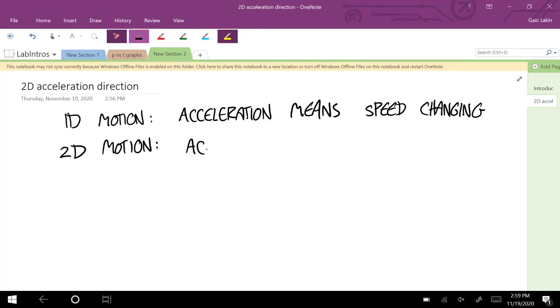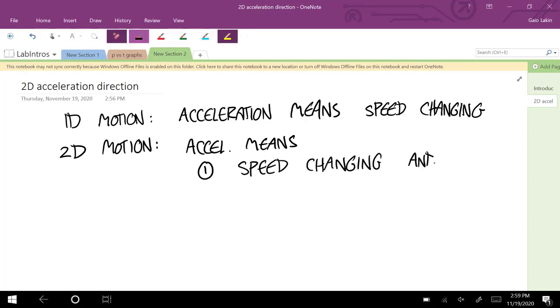So acceleration means first the speed can be changing. But besides that, you also have acceleration if the object is changing direction, if the object is turning. Okay. In one dimension, there's no such thing as turning because you're just staying along a straight line. But in 2D, we have to think about this.